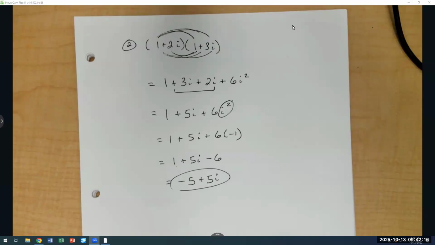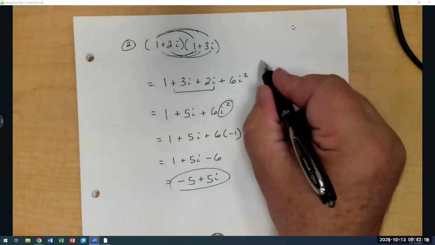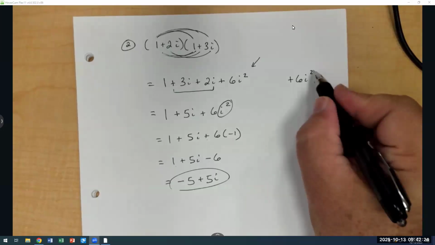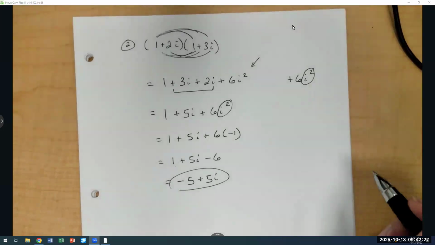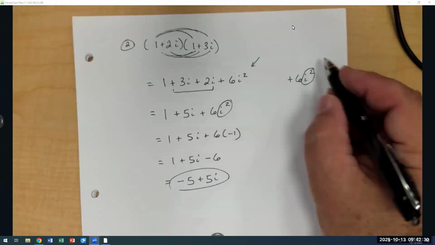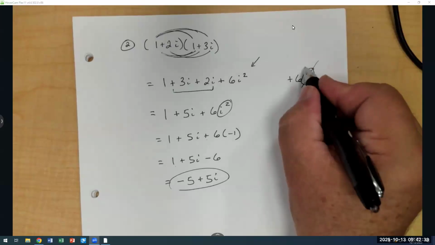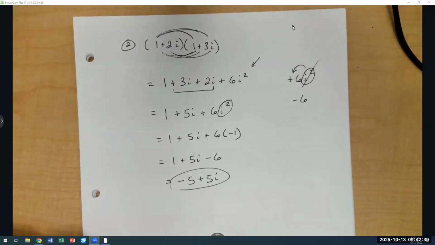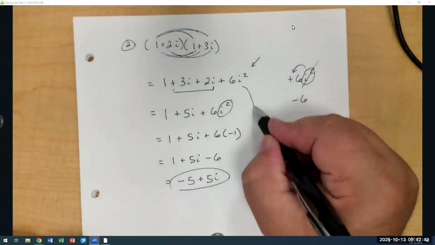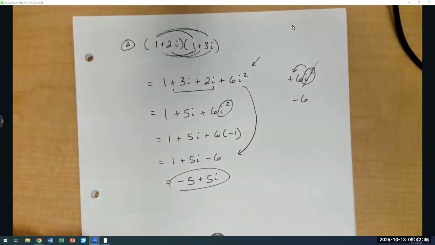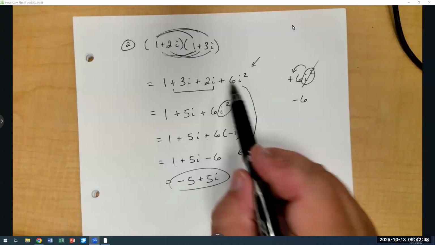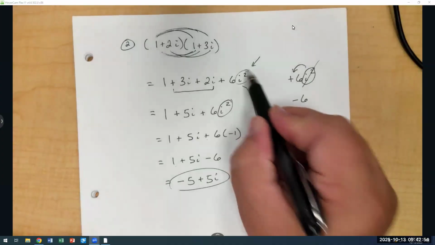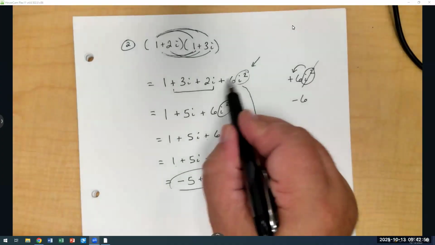There's a shortcut we could have done here. When we had plus 6i squared, whenever you have an i squared, get rid of that and change the sign to whatever the coefficient is. If you think about it, that's exactly what happened in those 3 steps. It went from positive 6i squared to -6. So whenever you see an i squared, just get rid of it and just change the sign in front of it.